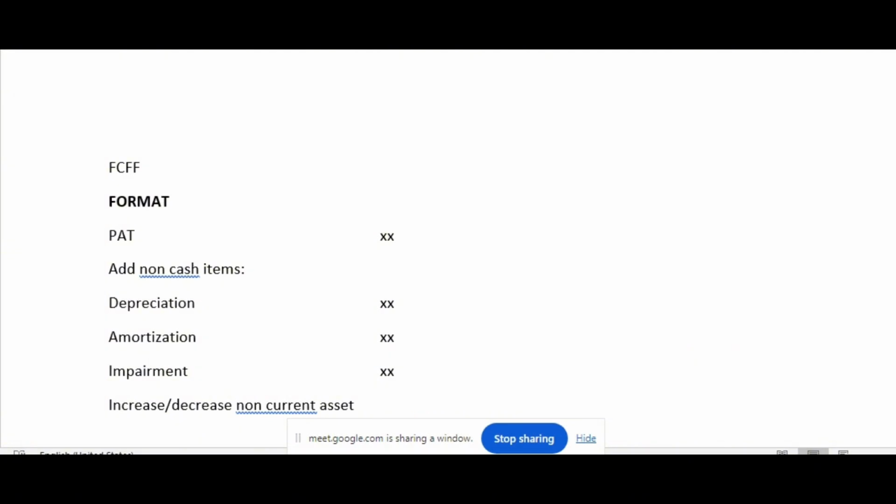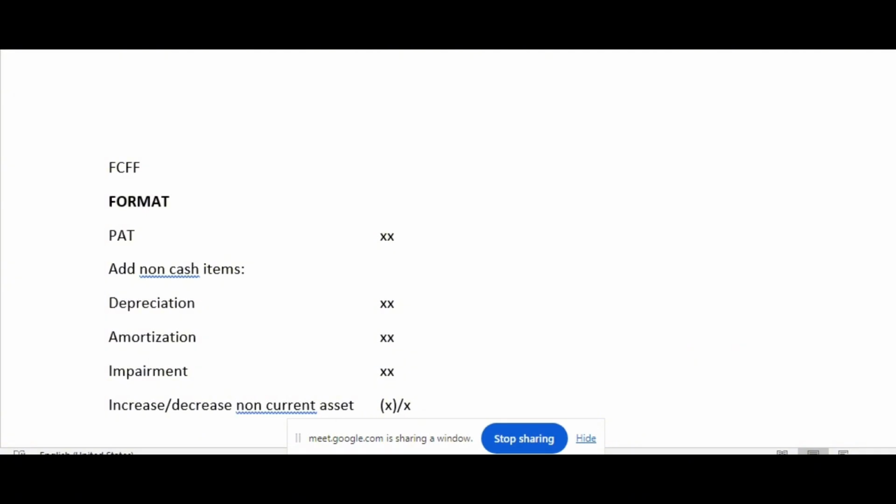Now, when there is an increase, it is subtracted. So when there is a decrease in non-current assets, you add it back.